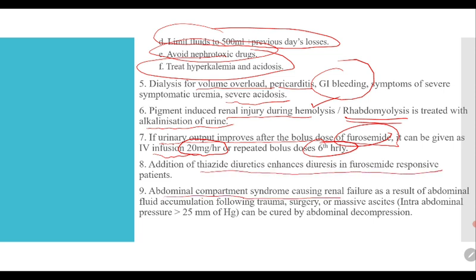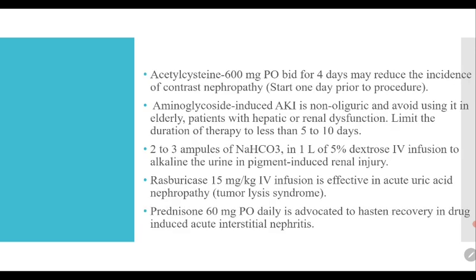Abdominal compartment syndrome causes renal failure as a result of abdominal fluid accumulation following trauma, surgery, or massive ascites. Intra-abdominal pressure of more than 25 mmHg can be treated by abdominal decompression. Then acetylcysteine 600 mg per oral BD for 4 days reduces the incidence of contrast nephropathy. Start 1 day prior to the procedure.